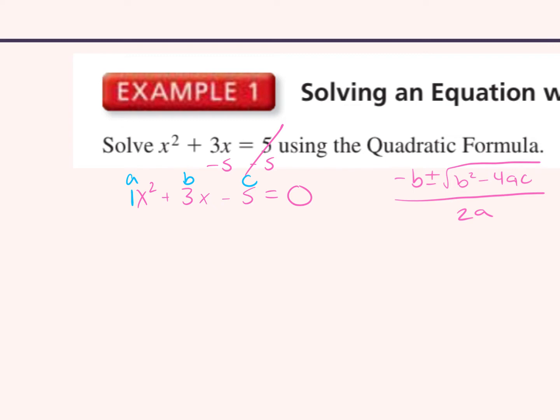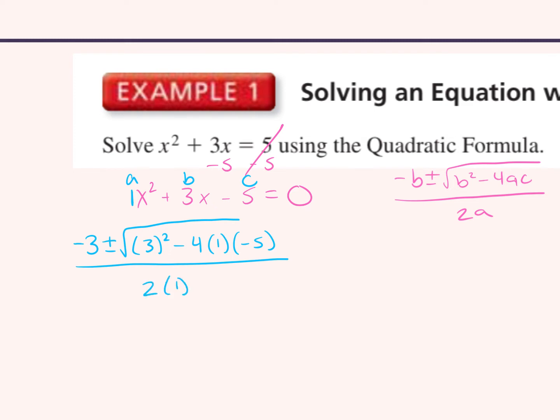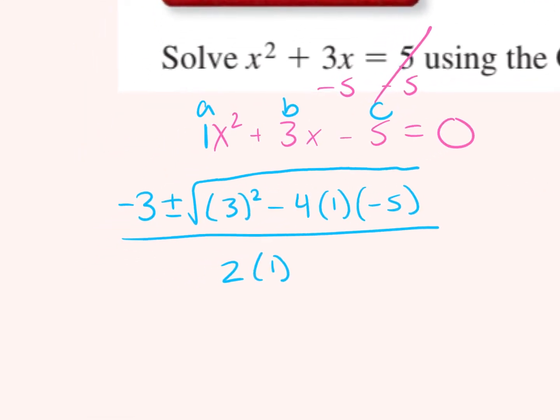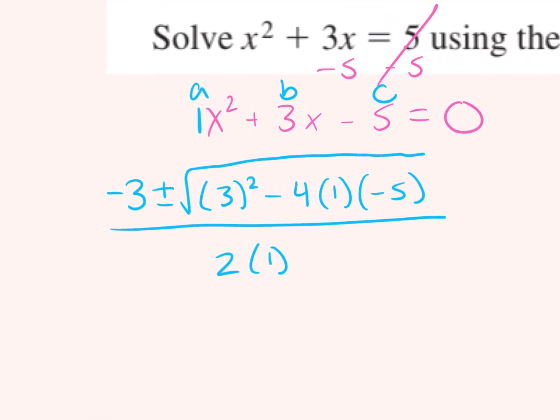So now we can plug everything in. So this would be negative 3 plus or minus the square root of 3 squared minus 4 times 1 times negative 5 over 2 times a, which is 1. And then from here we simplify. So we always want to simplify under the square root first. Be careful when simplifying. You still have to follow your order of operations.